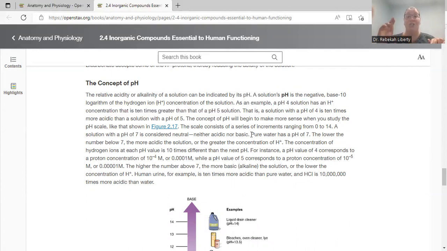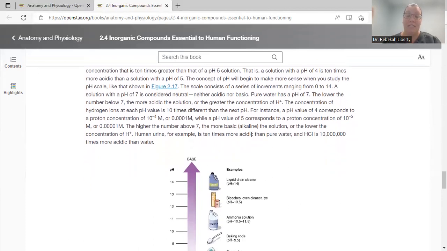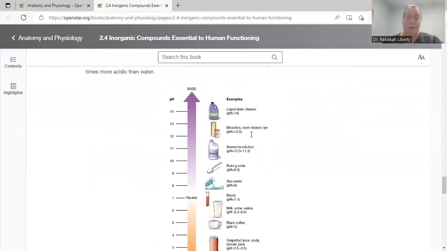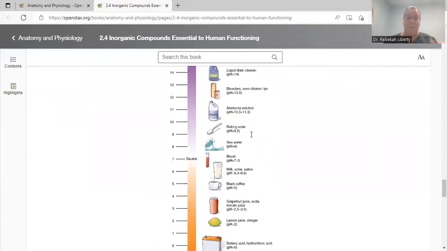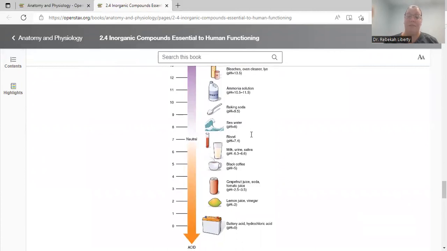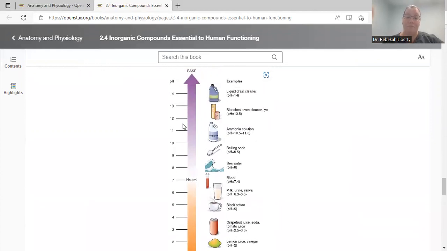Pure water, H2O, an OH and an H, has a pH of 7 because we have an equal amount of H and OH. Our pH scale goes from 0 to 14. The lower the number, so as we go from 7 and our number drops down, that is something that is more acidic. Lemon juice, stomach acid, things like that, around a pH of 2. The higher the number, the less acidic or more basic it is.